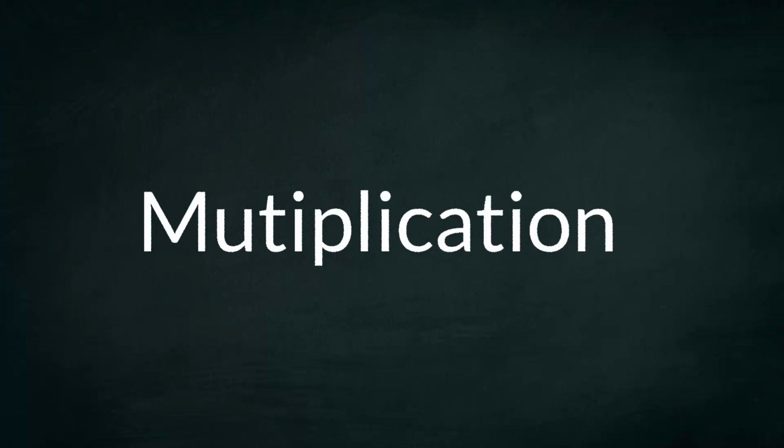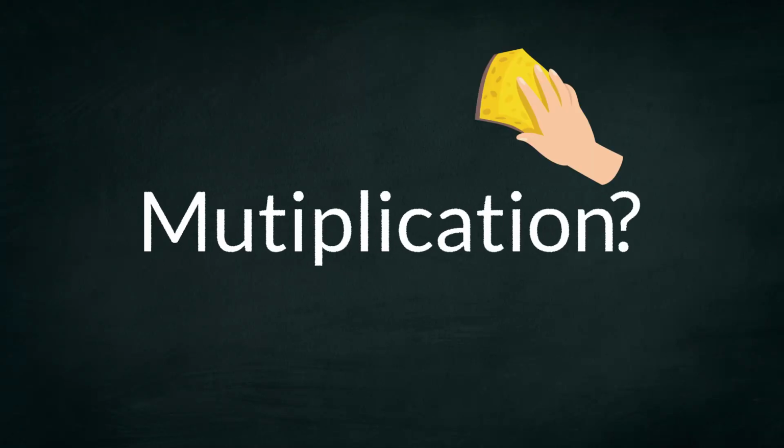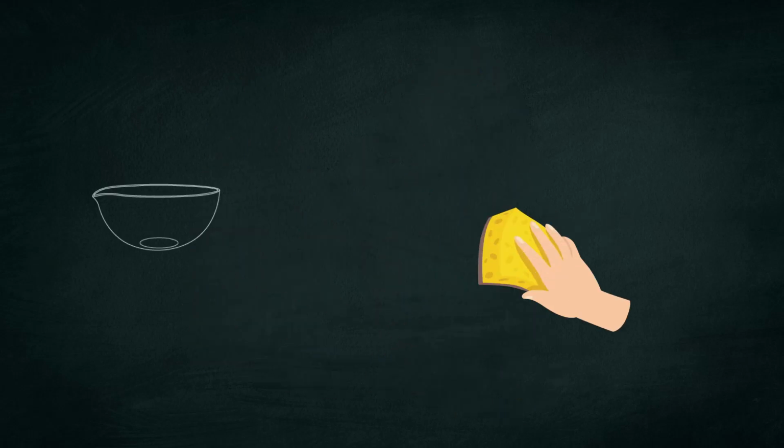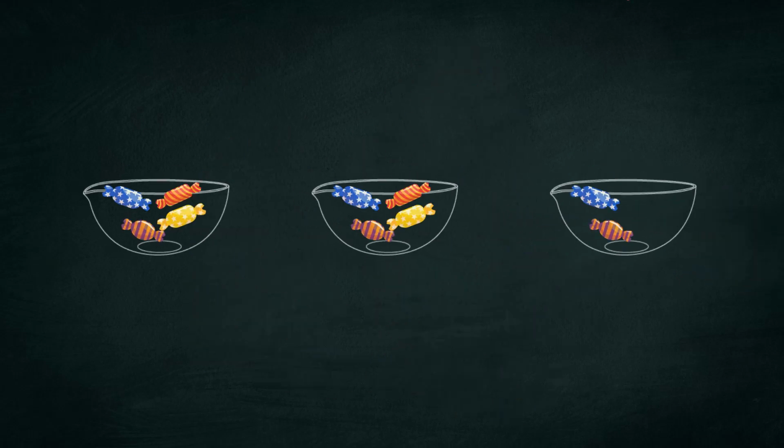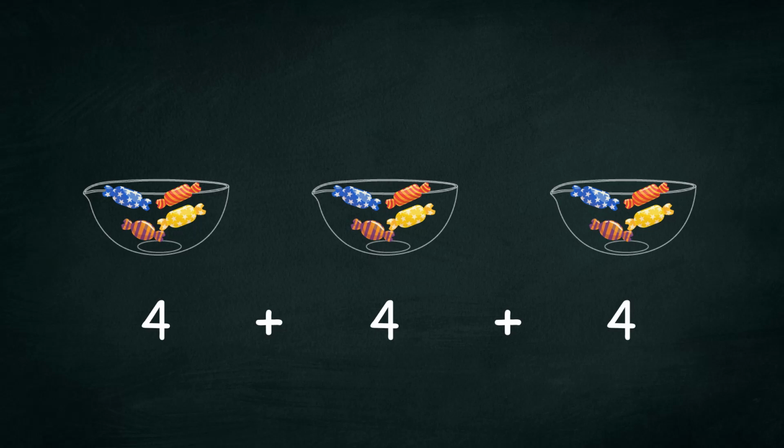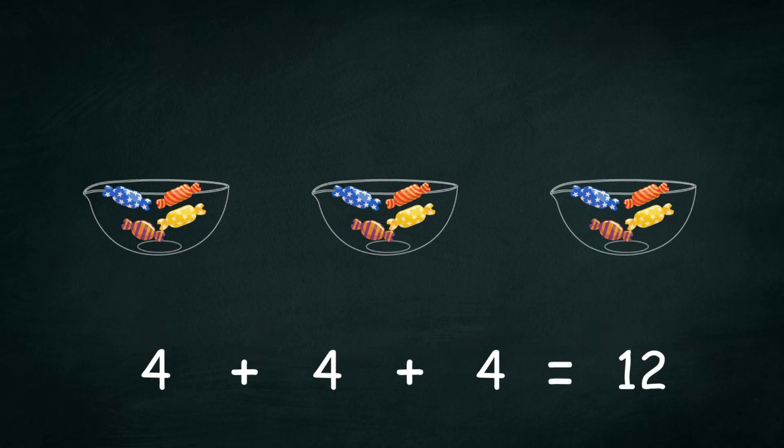Today, we're going to learn about multiplication. But what is multiplication? Imagine there are 3 bowls on the table with 4 candies in each bowl. Oh, now I'm hungry. How many candies are there in total? You might count each candy one by one or use addition to sum up the amount of candy, like 4 plus 4 plus 4 equals 12.